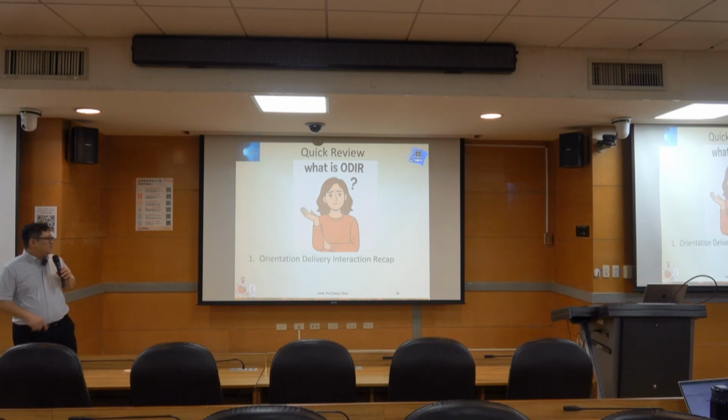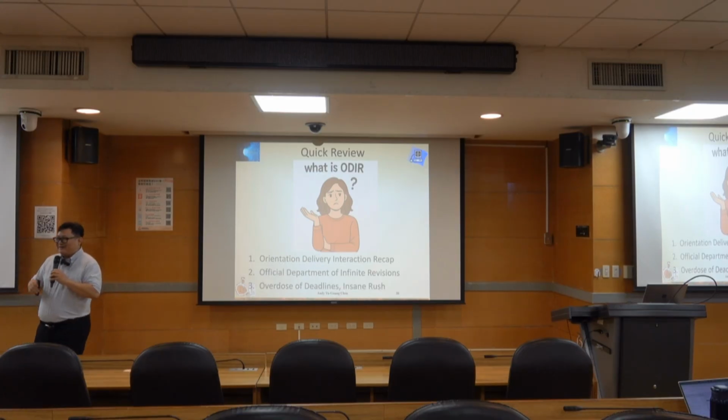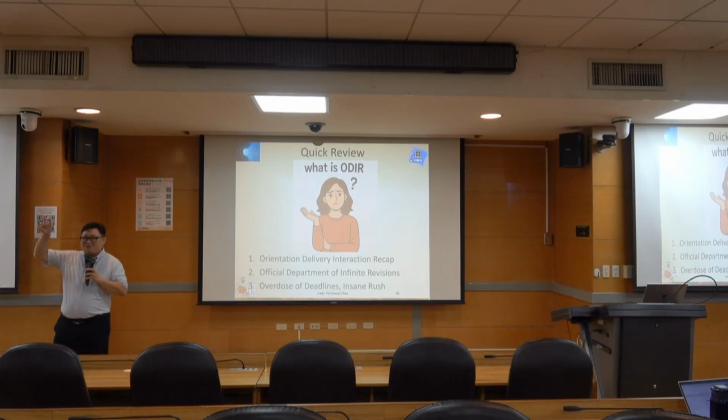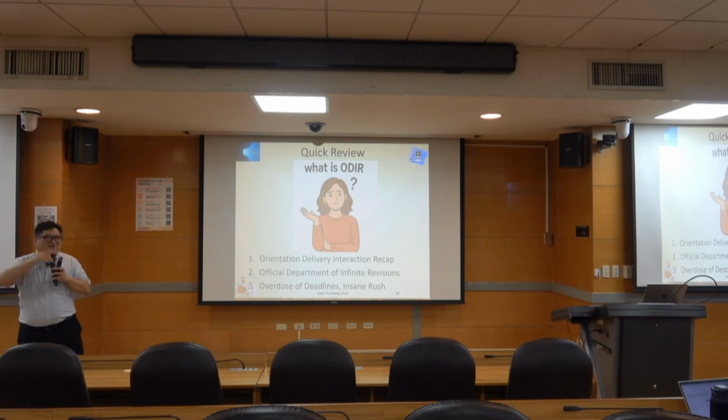First one, orientation, delivery, interaction, recap. Second one, official department of infinitive revisions. It's like writing a journal, right? Third one, overdose of deadlines, instant rush. So which one? Give me the answer. 1 or 2 or 3. Raise your hand and give me the answer. Good, good. Thank you very much.